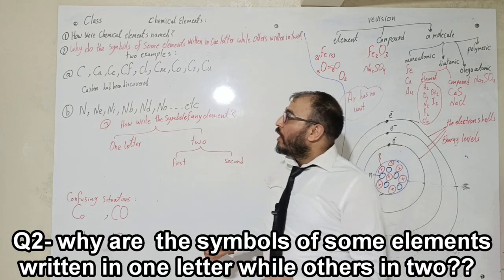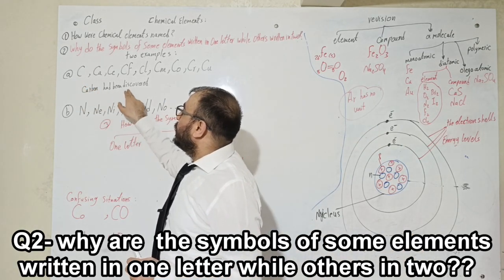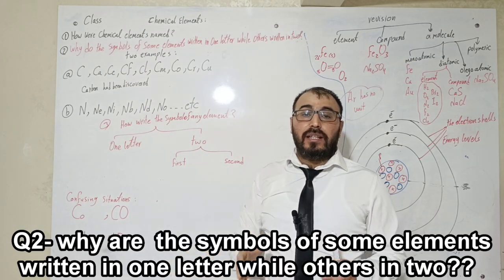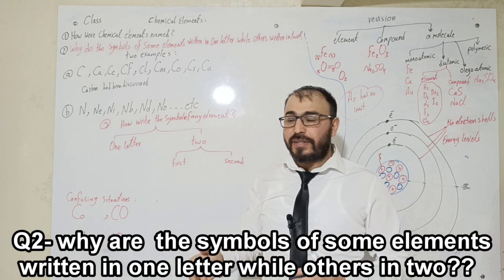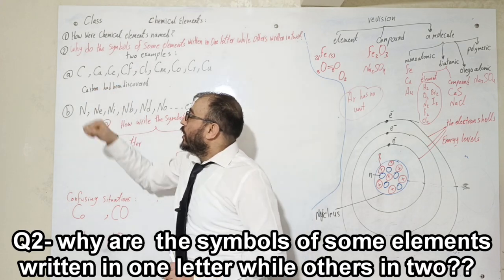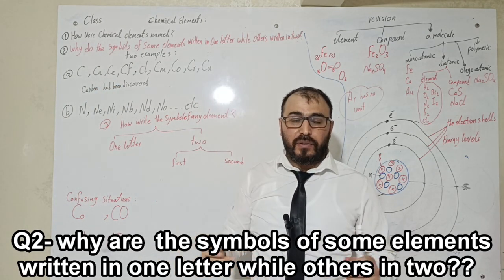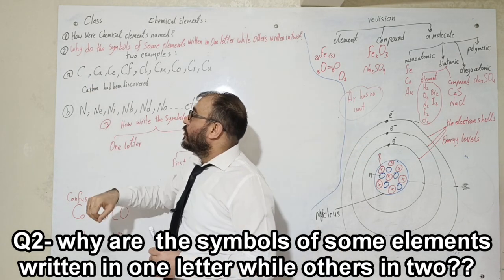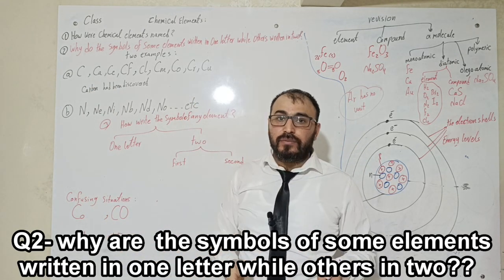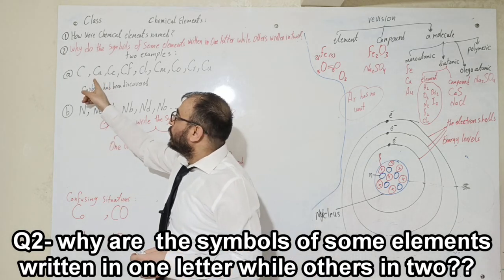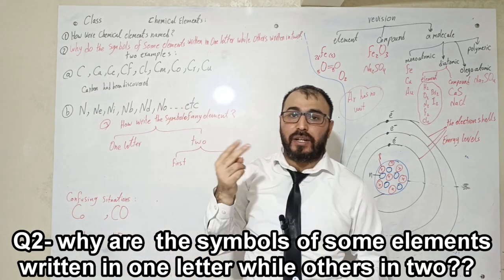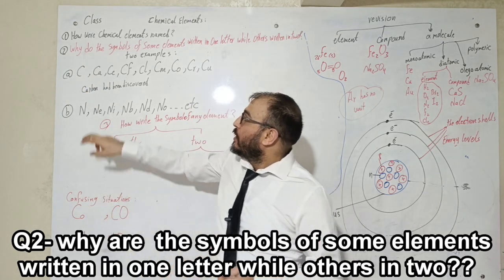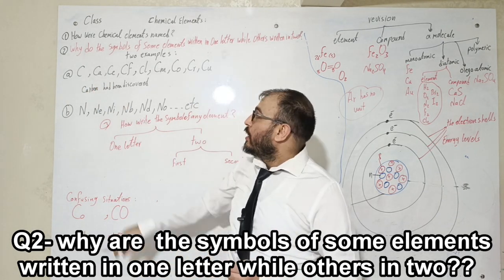Well, we all know that carbon had been discovered before any other elements of those, so it deserved to reserve the letter C for itself. And because, for example, calcium started with the same letter, we had to differentiate between carbon and calcium by adding another letter. So we added the second letter in the name, which is A, so it became Ca.